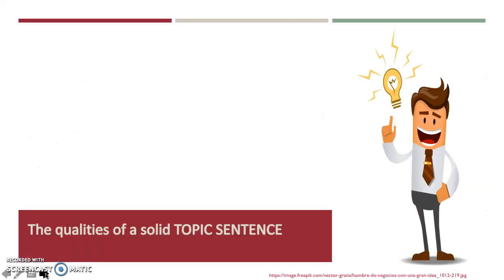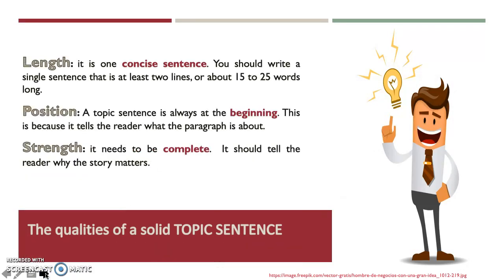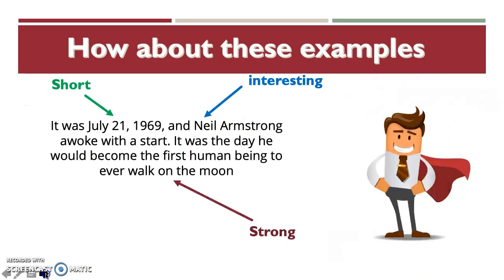Also, the qualities of a solid topic sentence. Remember, the topic sentence is the first part of your paragraph and it tells the reader what the paragraph is going to be about. It should be short. It should be a concise sentence of between 15 and 25 words. The position, remember, is always at the beginning, and strength. It needs to be complete. It should tell the reader why the story is important, why he or she should read your paragraph.